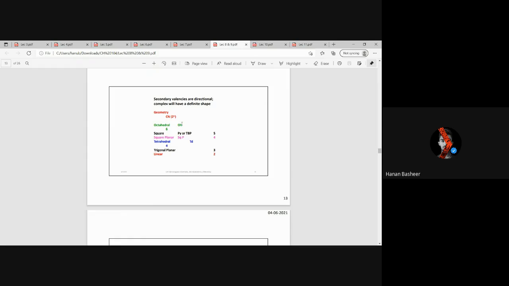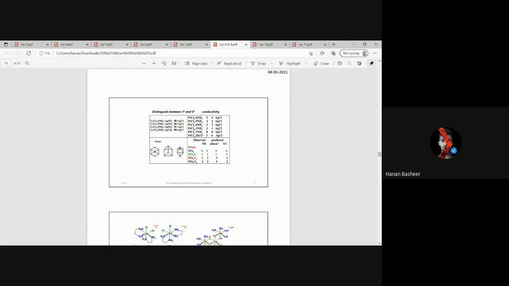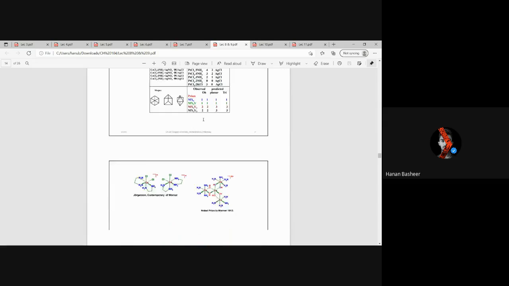For example, octahedral will be represented by OH, pyramidal by PY, and triangular bipyramidal by TBP. Square planar will have SQP, and tetrahedral will have TD. These are the reactions by which we can determine which have secondary and which have primary valencies. So here 6 NH3 will be directly connected to the cobalt, and when we add AgNO3, 3 AgCl will come out, as these chlorides are outside the coordination complex. Then with 5 NH3 here, 1 Cl will be directly attached to cobalt and 2 will be outside, giving 2 AgCl, and so on. We can do it for PtCl4 also.